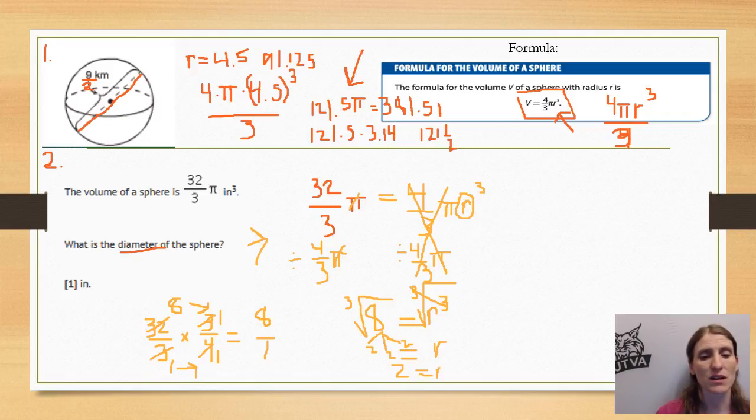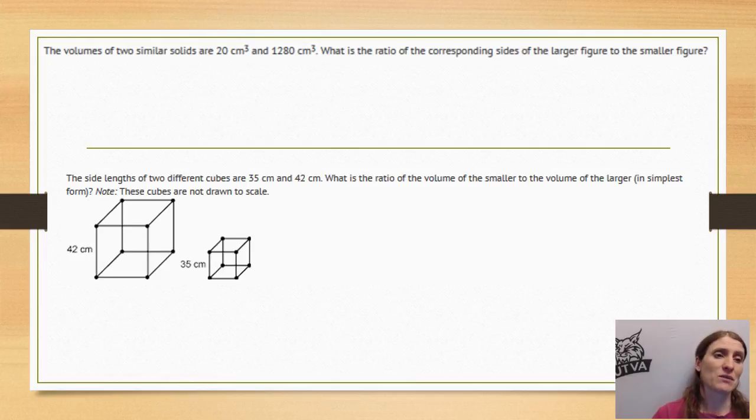Now, we did all of that and still don't have our answer. I know, right? We need to find diameter. So I take that 2 and I times it by 2 more. And that equals 4. And so my answer is diameter equals 4. Okay, and that's the answer. We would answer with 4 in this question. All right, a little bit tricky. Let's move on to volumes and ratios.